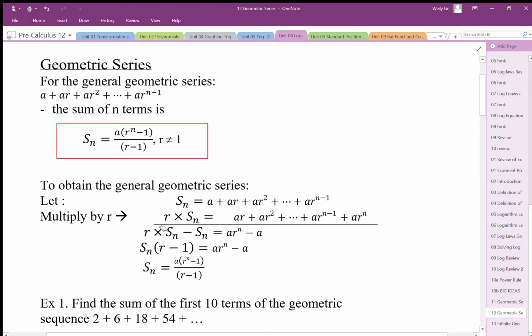So r times Sn minus Sn just leaves us with two terms, ar^n and a minus a. It's going to be that one and that one. Everything in between cancels, and we're just left with that term and that term. Now I can solve for Sn. That's really what I want, the sum. So I'm going to factor that out here, and then solve for Sn by dividing both sides by r minus 1. The numerator factor is a, and we end up with the formula that we have up here.